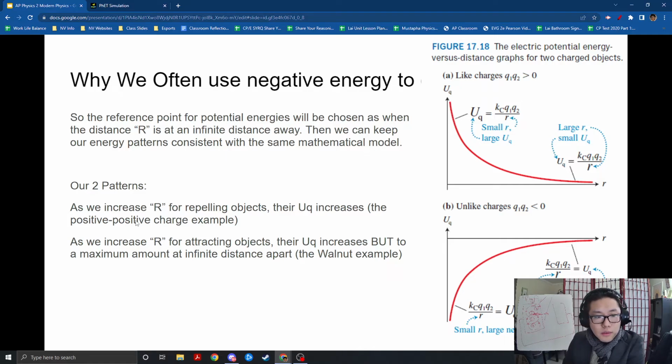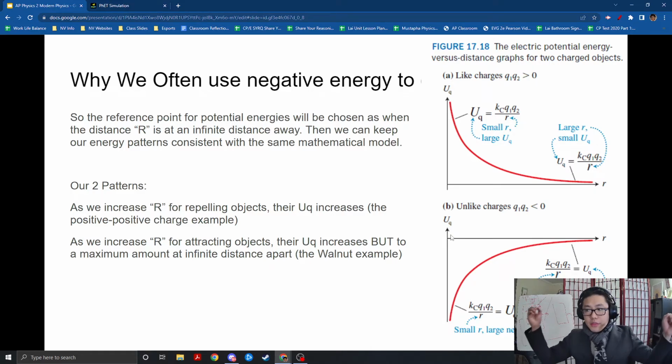And we could now see that our two patterns for repelling objects is shown right up here, for attracting objects is shown right down here, and at infinite distance away, so at very high amounts of distance, we could see that the total interaction gets close to 0. Now, what did we say as we took repelling objects and pushed them closer together? Well, the UQ value should become higher, right? Meanwhile, for attracting objects, when we pull them far away, they're no longer interacting, so the starting UQ when R is infinitely far away is 0.